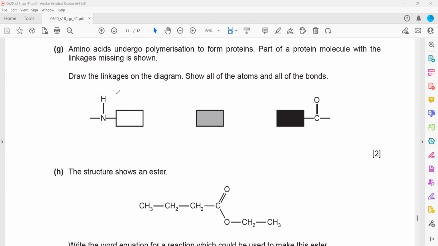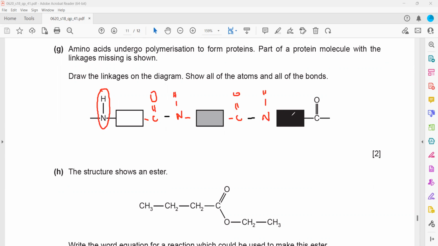If they ask for protein, in a protein, one side of a molecule contains an amine group and the other side should be an acid. One side amine group, other side acid. And we link them together, which is by an amide or a peptide linkage, if it is a protein.